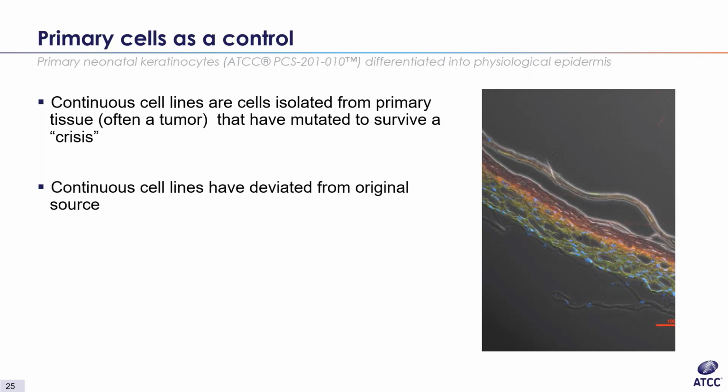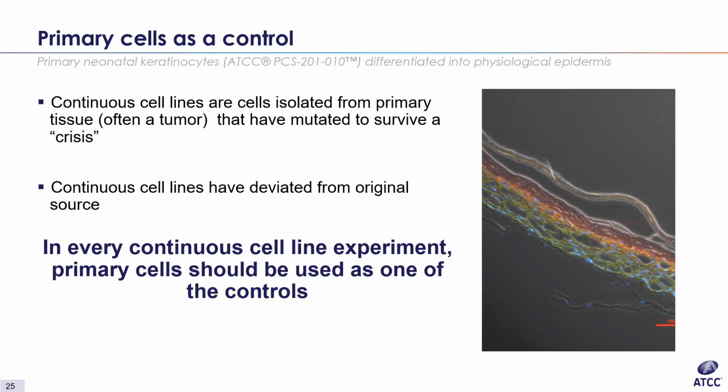As a final note regarding choice of cell model, continuous cell lines are derived, again, from a tumor or mutated in some fashion, such that the cell has deviated from its original source. So in every experiment involving continuous cell lines, the corresponding primary cell should be run as a control. That way, if you observe a specific effect in your experiment, you can be sure the results are valid and not an artifact of the tumor or mutation. So the take-home is: use primary cells as controls when at all possible.